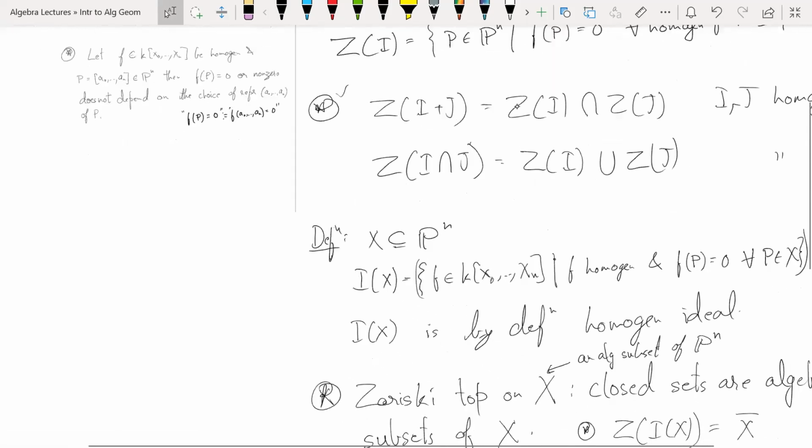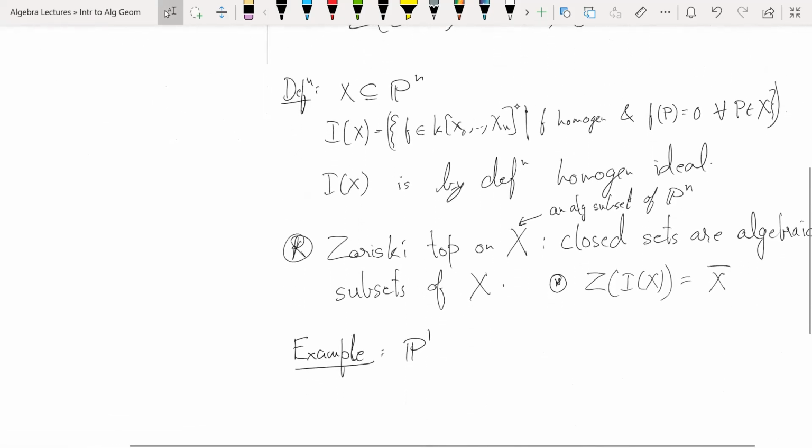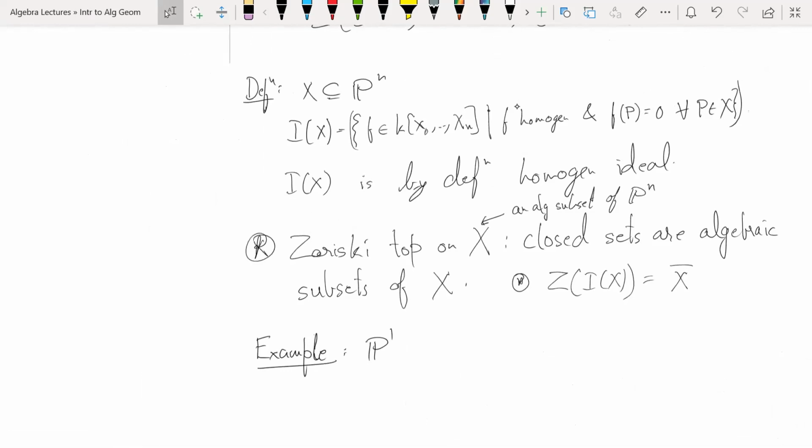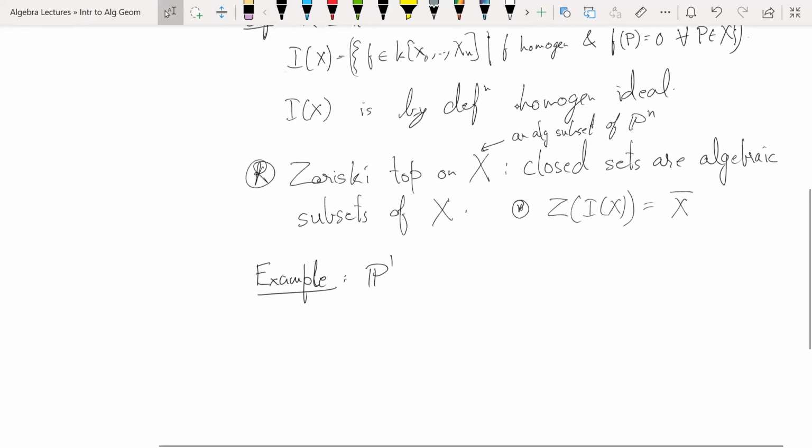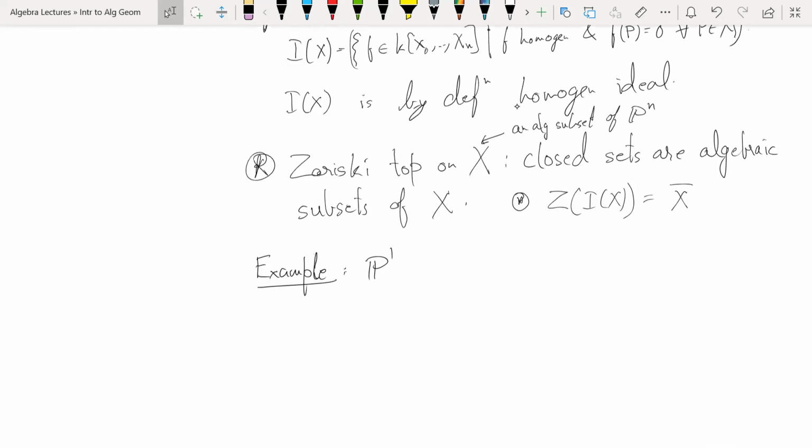Maybe I'll put some of them as homework, so that you get some feel about it. Okay. So maybe in 2 minutes we'll work out what the algebraic subsets of P1 are. Algebraic subsets: of course, one is the empty set, and P1 is there. What else?